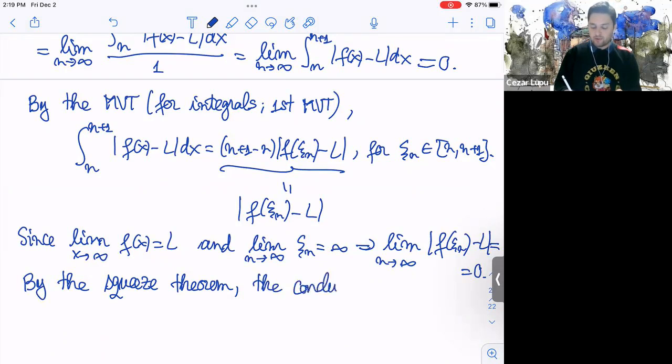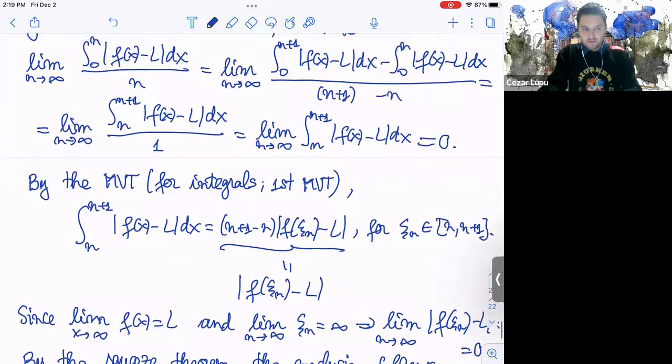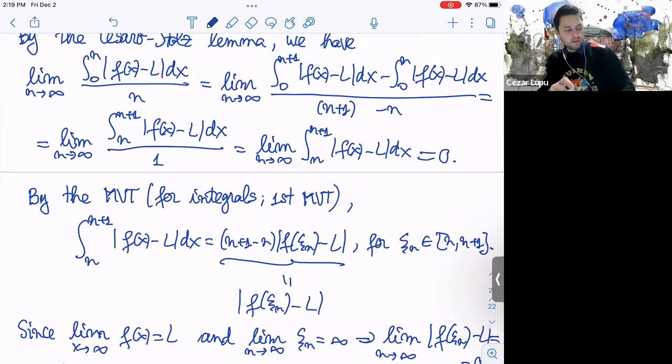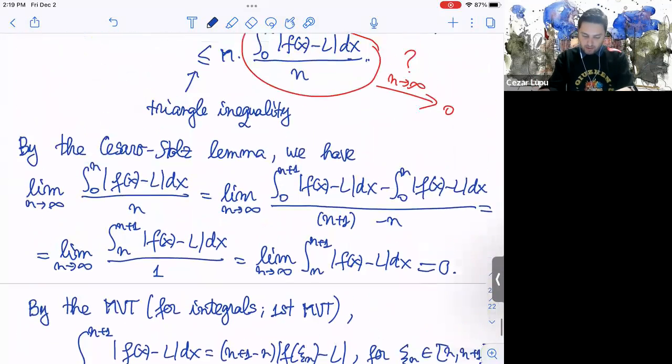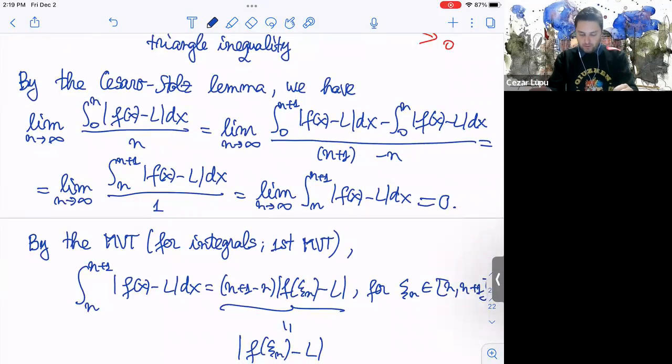Okay, so that was the generalization of our problem. You see, you have three ways of dealing with the first problem. This generalization is a very nice problem because it has pretty much everything in it: the mean value theorem, even the Cesàro-Stolz lemma, the squeeze theorem, triangle inequalities, you name it. All right, so that's the first problem that I want to discuss.